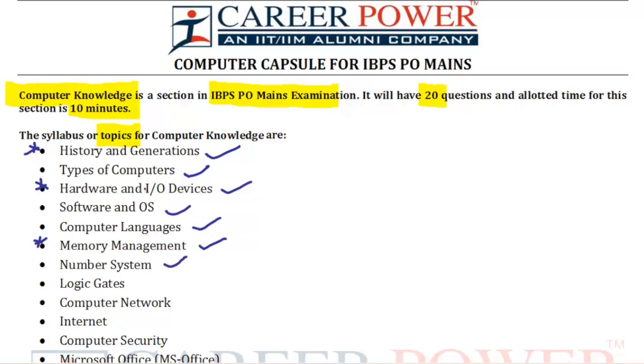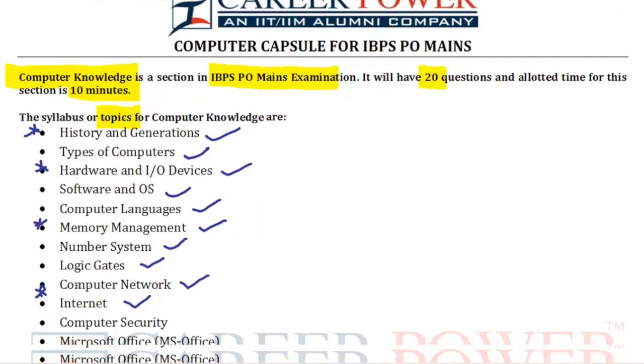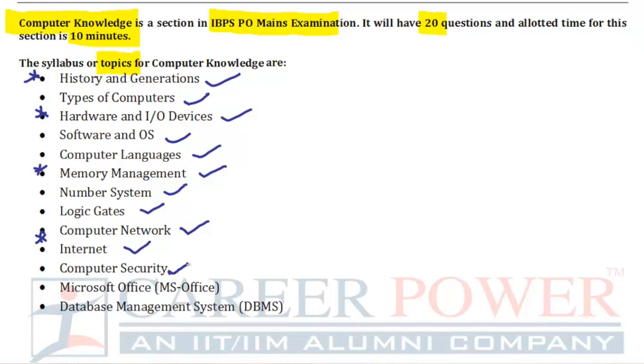Then we have number system. Some students tend to leave this topic, but you should always learn to work out of your comfort zone. What if you encounter a question of number system in this examination? It is very easy and you can easily solve those questions, so don't leave it. Then after number system, we'll be having logic gates, a brief introduction of logic gates. Then there is computer network and internet. These two topics are again important for your examination. After these topics, we'll be having computer security and then there is Microsoft Office, which is a very important topic for this banking examination. Then there will be a brief discussion of DBMS and some terms related to it.